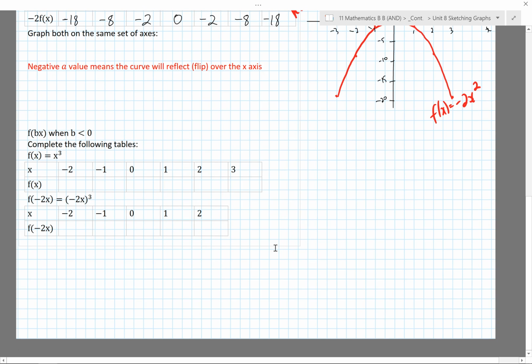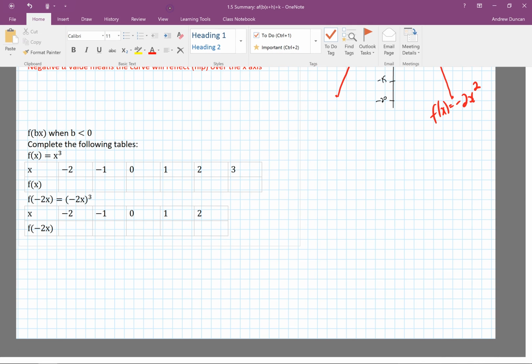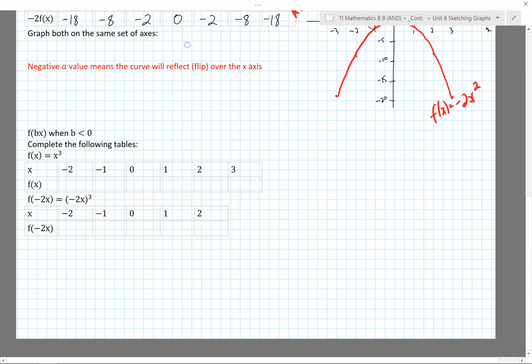Just note that we're graphing an x cubed function. So when we're substituting in these values, we need to be careful about cubing. So minus 2 cubed will be minus 8. Whereas over here, minus 2 times minus 2 cubed will be 4 cubed, which gives us 64 or whatever it is. So go ahead and complete it, see what it looks like.